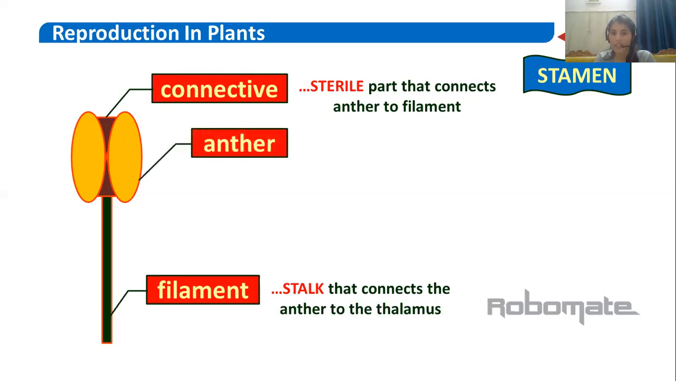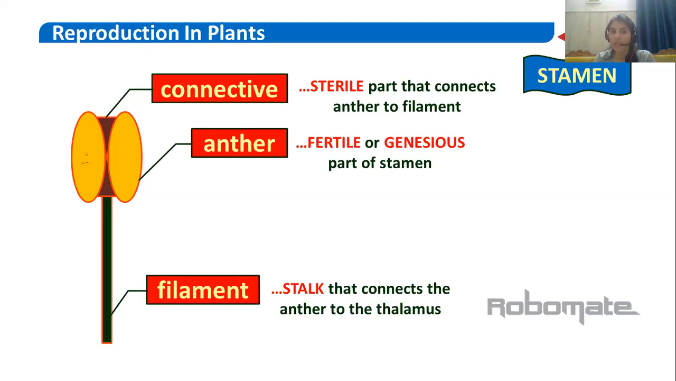And the third part is anther. As you can see, these yellow structures are the anther, and these are two. These are two yellow structures. These are the anthers. And what is anther? This anther is the fertile part of the stamen. What is it? Fertile part, because it contains the pollen grains or the microspores.